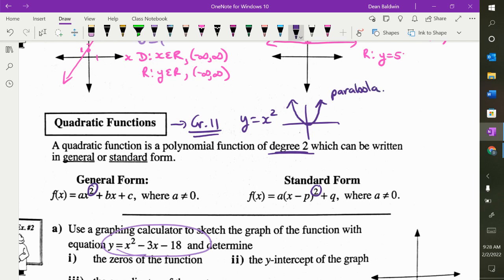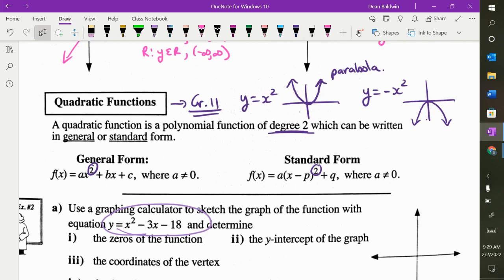And then what you did in grade 11 is start to move these graphs. Negative x squared. What does that do? Just that, but upside down. Yeah, it flips it so it opens down.